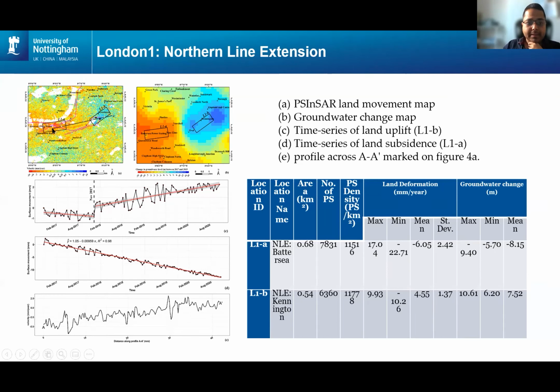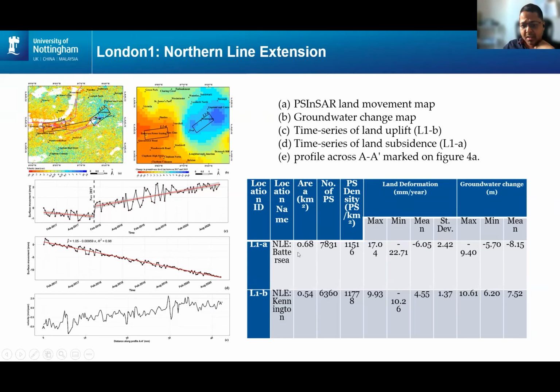For the Battersea area, continuous groundwater extraction is taking place, as we can see from the groundwater map as well, and this subsidence time series is going down. Overall, if we travel from A to A dash, that is the path of our Northern Line extension in London, we see a differential land movement. Initially, near the Battersea area, it's subsidence, it's negative, below zero, and then when it reaches near the Kennington area, we can see some uplift.